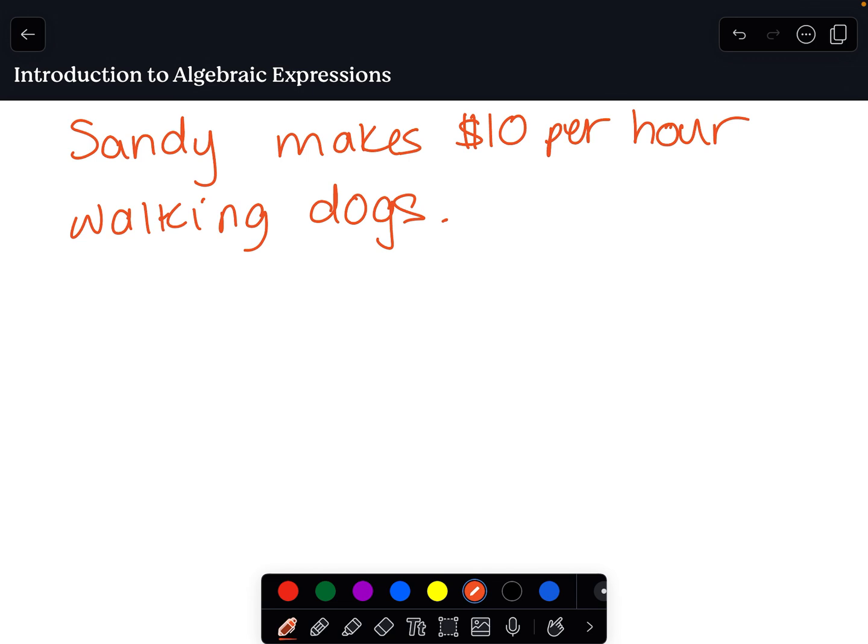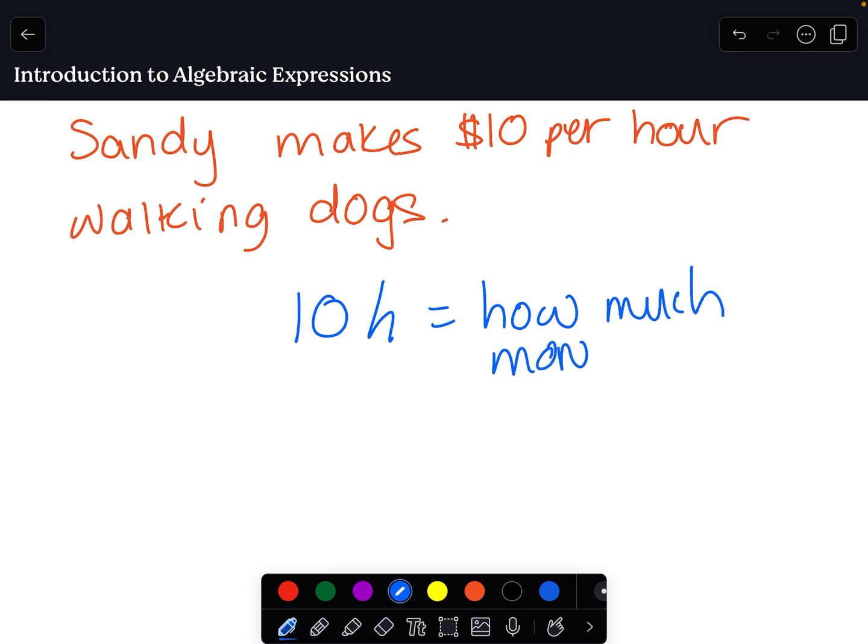So when we are dealing with algebra, we are dealing with letters that represent numbers. And these numbers might change, they might vary, or they're an unknown. And in this case, I'm not going to use the dollar sign. We're going to say 10H is how much Sandy makes per week. Let's just say it's on a weekly basis, or it doesn't even have to be. 10H is how much money Sandy makes walking dogs.